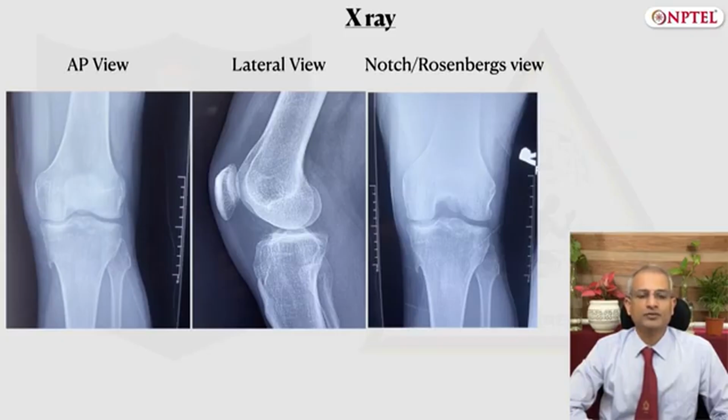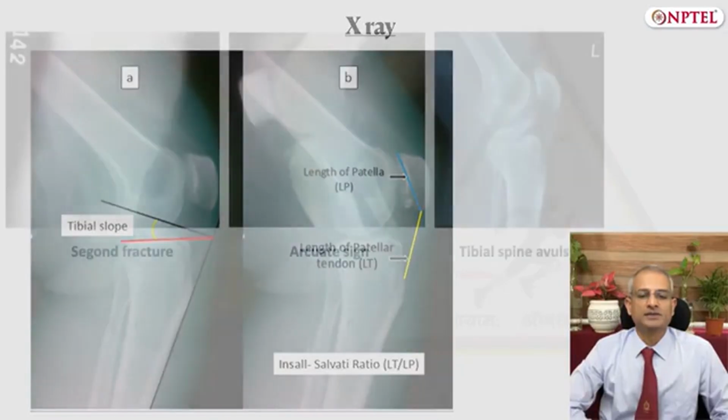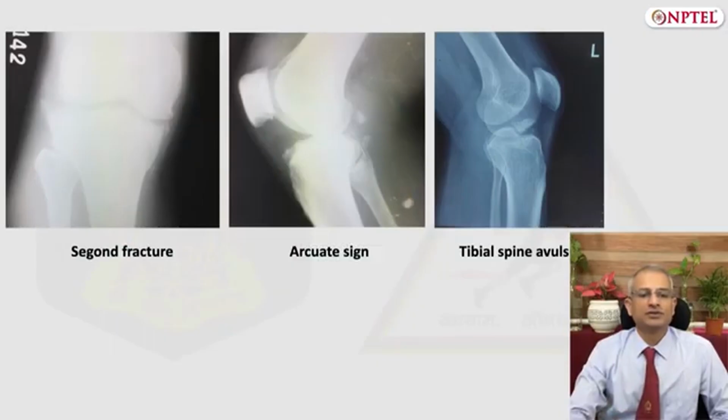A tunnel or a notch view is done to see for any lesions in the intercondylar region. It can also detect osteochondritis dissecans and cruciate ligament avulsions. These X-rays show how a tibial slope is calculated and how the parameters for patellofemoral issues like the Insall-Salvati ratio, etc. are measured. These are useful for preoperative planning in certain conditions. This next slide shows the various bony avulsions as discussed, that is a Segond fracture, arcuate sign, and tibial avulsions.